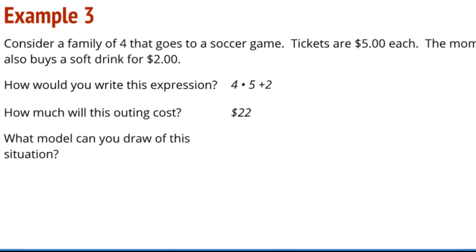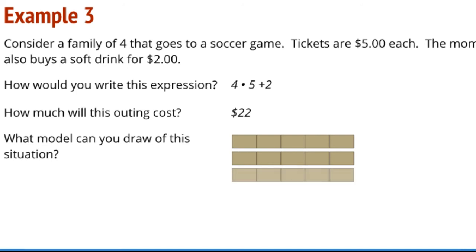Now, a model of this situation: there's the first person's ticket for $5. Here's the second person's ticket for $5. Here's a third ticket for $5. And here's a fourth ticket for $5. So there's our 4 times 5, how much we'll spend for tickets. And then we're going to add $2 for mom's soft drink. So there's our $22.